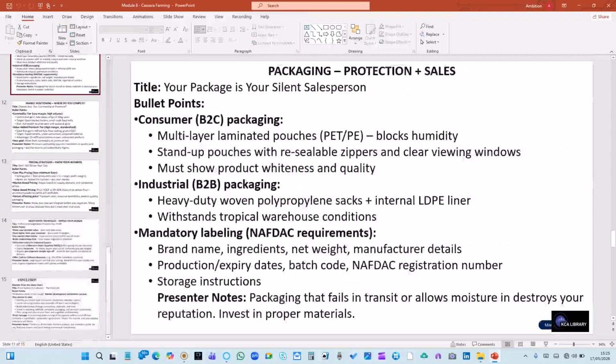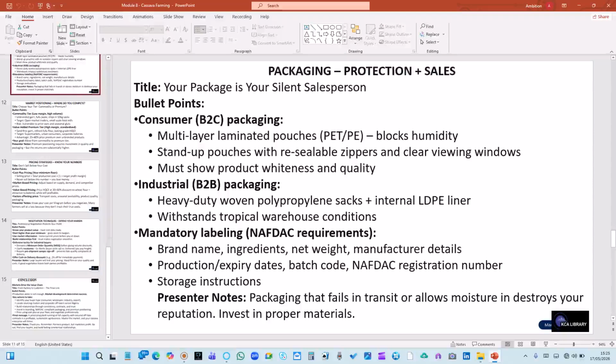Then let us look at packaging, that is protecting plus sales. Your package is your silent salesperson. For consumer packaging, that is business to consumer, it involves multi-layer laminated pouches like PET and PE, which block humidity. It helps to make the product stand up, pouches with resealable zippers and a clear viewing window. And it must show product whiteness and quality. So packaging for consumers is very unique.